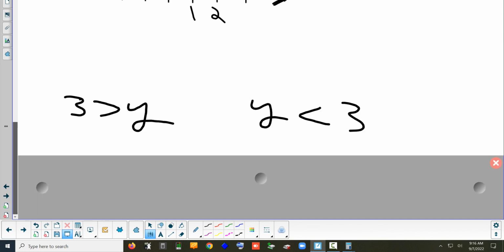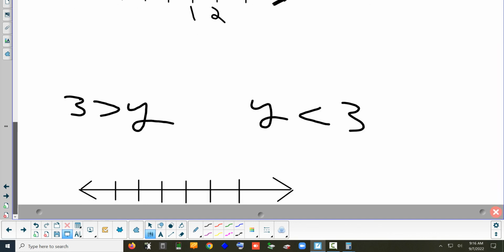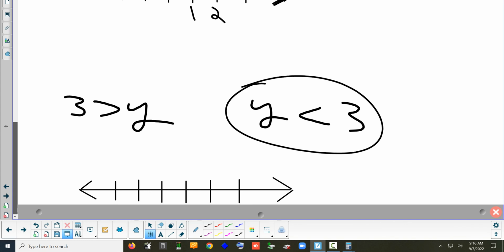How about, again, this is the same idea. I would prefer to see it this way. Letter, symbol, number. Even though this is technically the same thing.